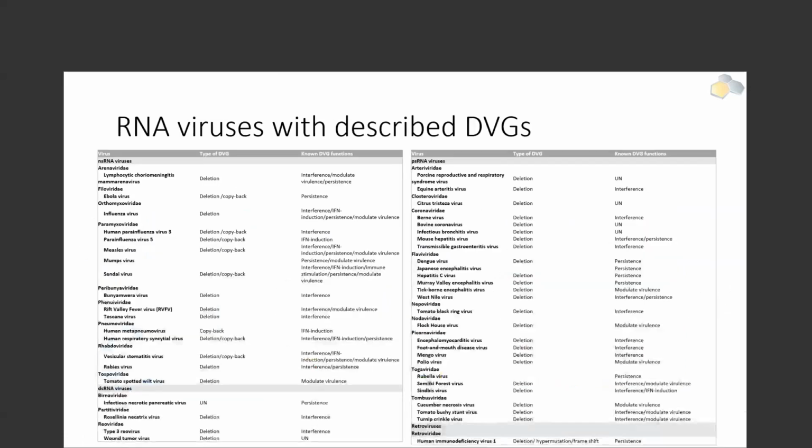So there are many viruses. Of course, there are not just these two. There's plenty of observational data that prove that there are DVGs in many RNA viruses, and they have a lot of different functions. This is a small collection of them, and you can see that there are not only a lot of viruses, but also a lot of different functions that differ between each family or even within the same family of viruses.